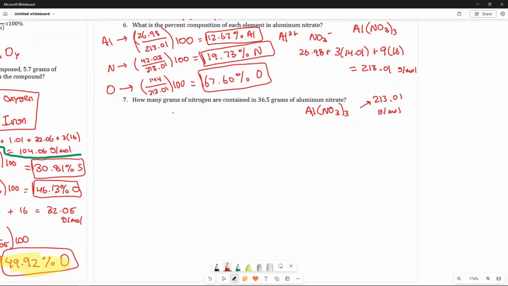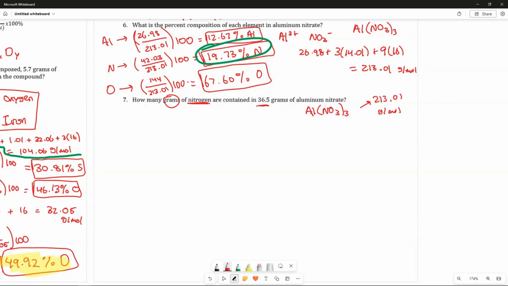If we read the question, it's asking for grams of nitrogen from the 36.5 gram sample of aluminum nitrate. At first you're like, what in the world am I supposed to do? But if you really think about it, all we've got to do is find how much of aluminum nitrate is nitrogen, which we found in the previous question. 19.73% of the compound Al(NO3)3 is nitrogen. All we've got to do is find what 19.73% of 36.5 is. Let's just take a step back and really think about what that means.